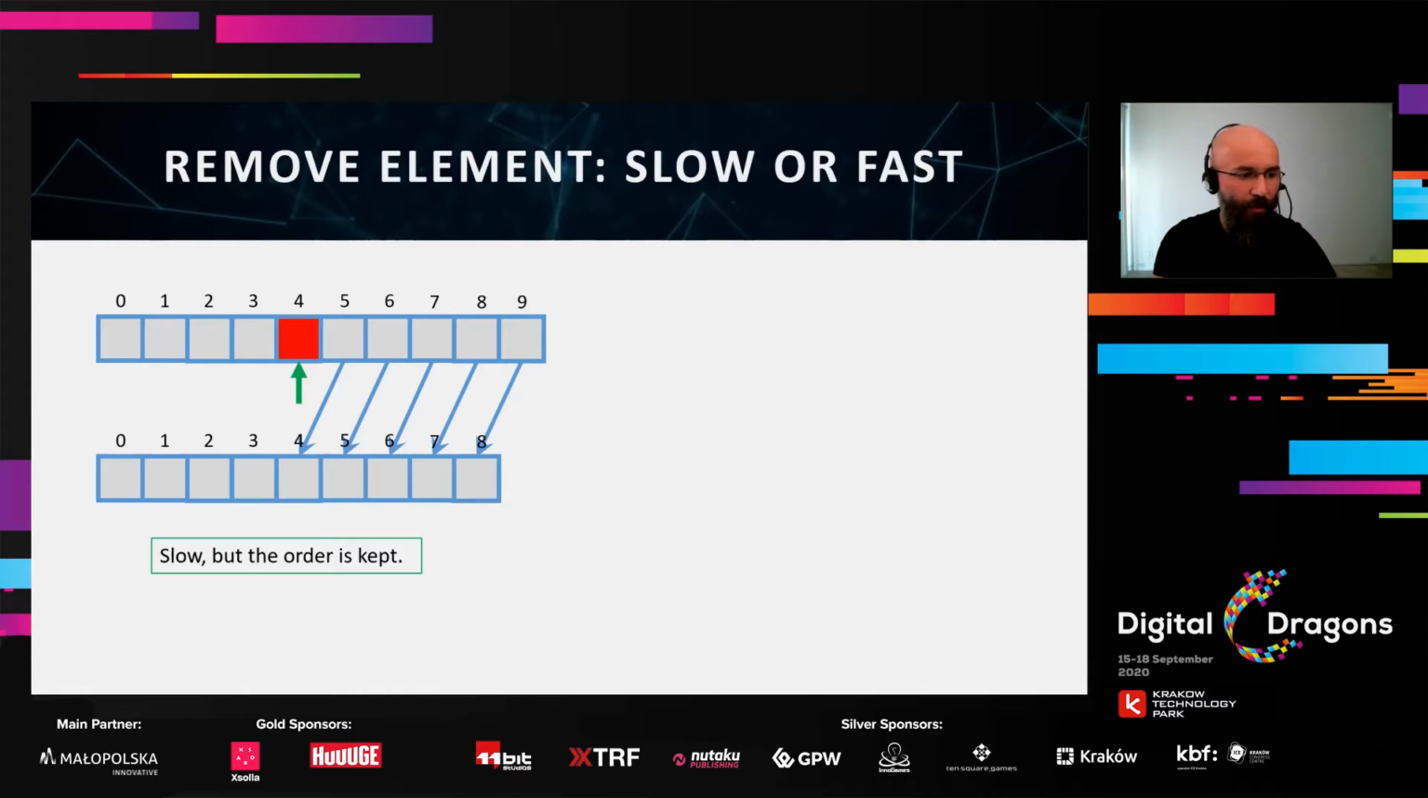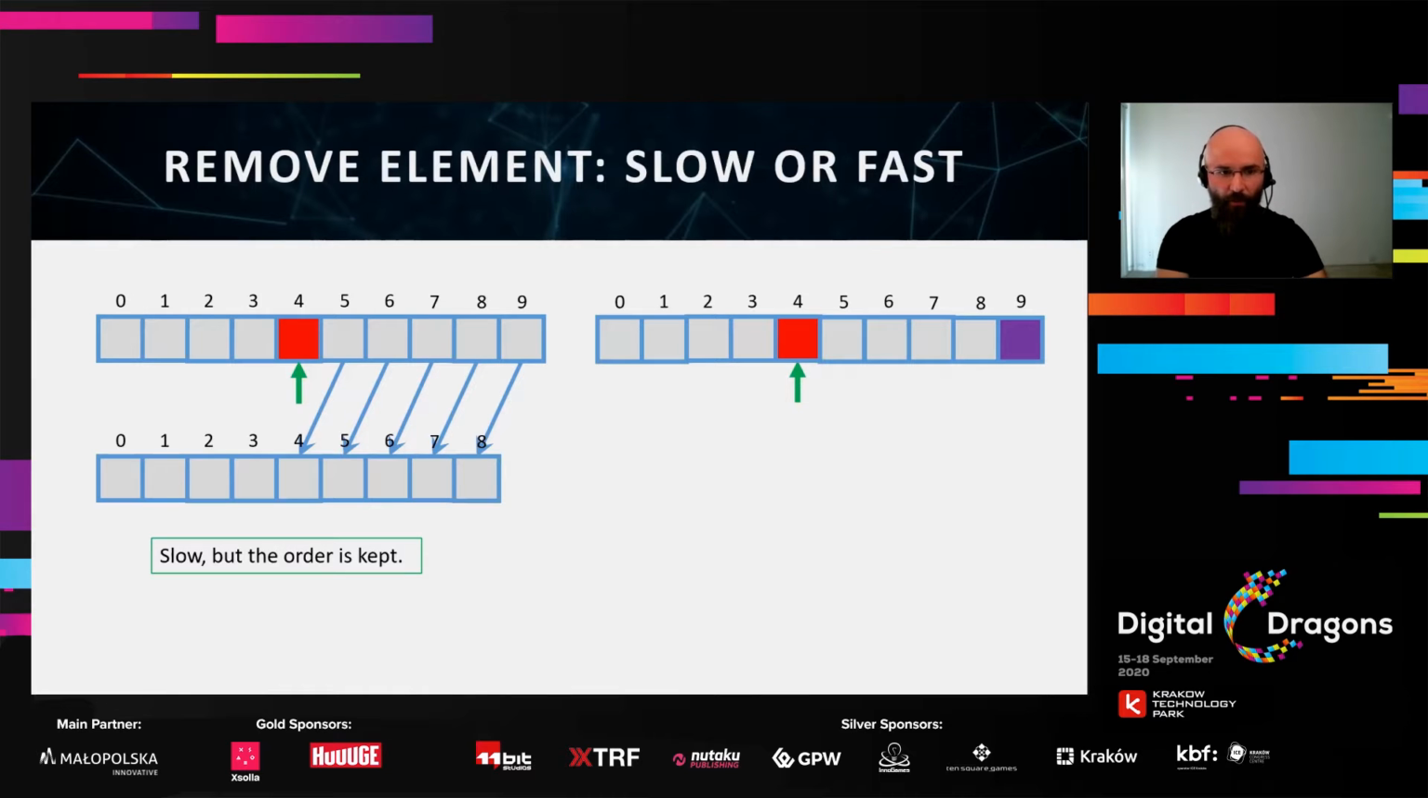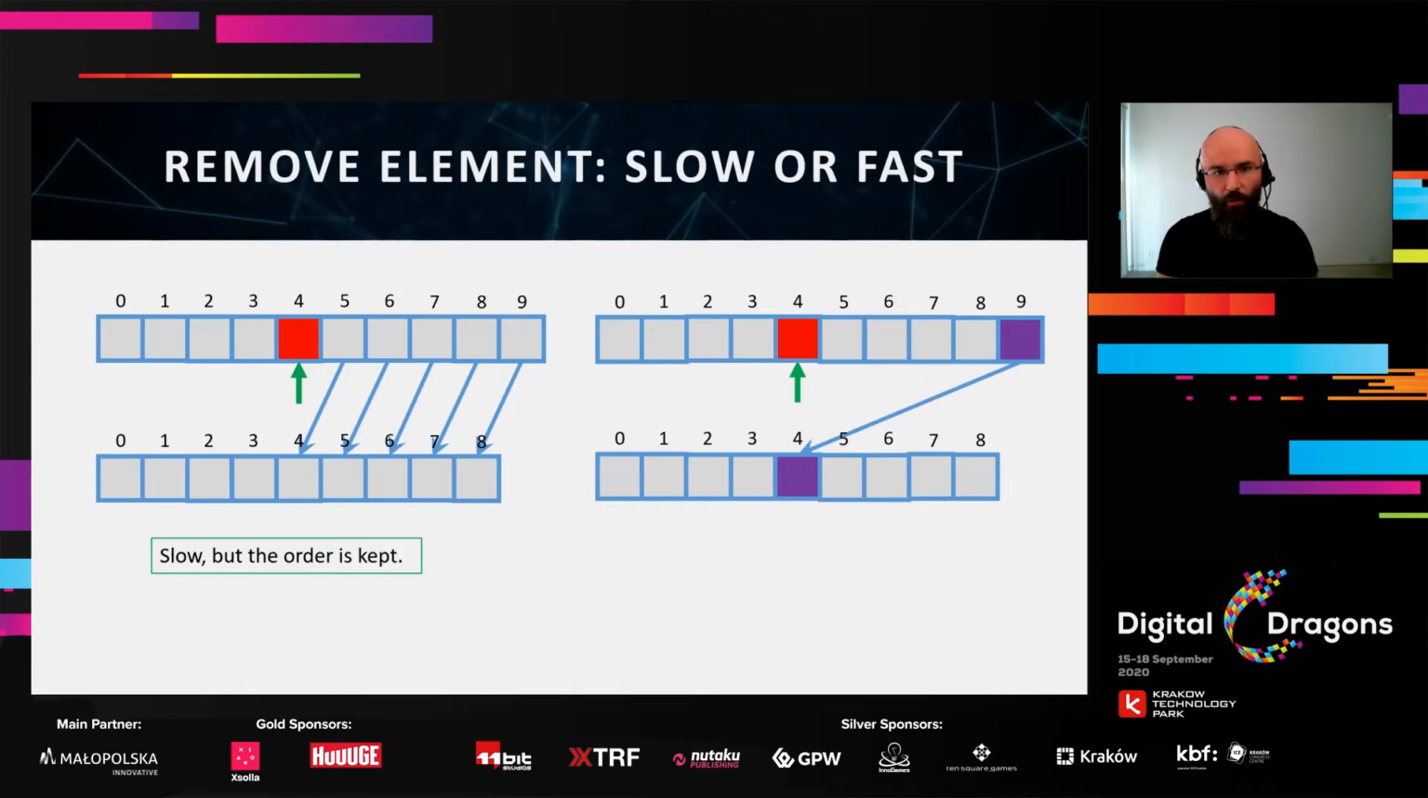But I can do it also in the other way. So what I will do, I don't need to keep the order of elements in some cases. So what I can do, I can just swap the last element in that array and put it into the place of that 4th element. So every element after the element at index 4 stays at the same place, and I don't need to involve any copy operation. This is faster, way much faster, because it involves just copying one element, but unfortunately in that case the order is changed.